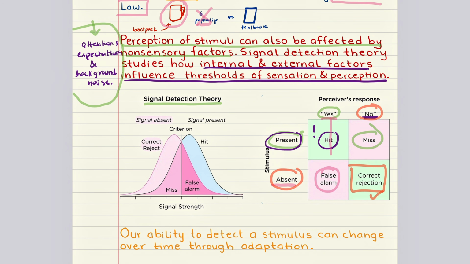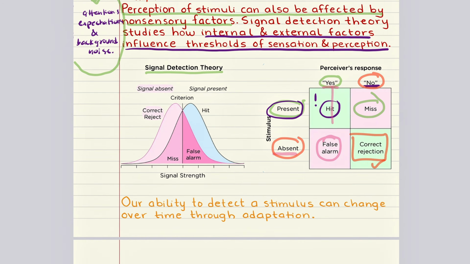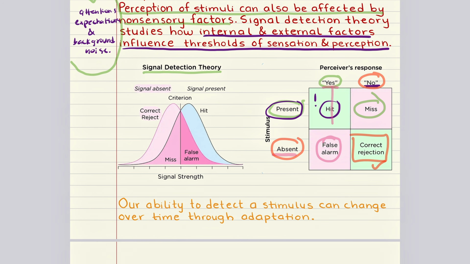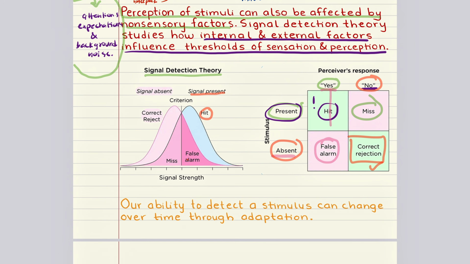A good example is waiting for an important text message. If your phone actually vibrates and you notice it, that's a hit. If your phone vibrates but you miss it, that's a miss. If you think your phone vibrated when it didn't, that's a false alarm. If your phone doesn't vibrate and you correctly don't check it, that's a correct rejection.